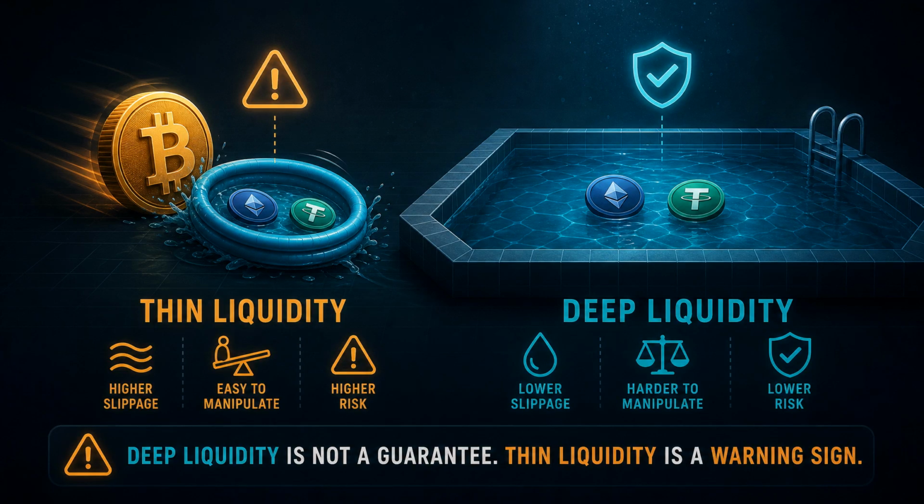Small pools can be useful, but they are easier to move. A single trade can create heavy slippage. A manipulator may also push a thin pool price around more easily. Deep liquidity is not a guarantee of safety, but thin liquidity is a clear warning sign.